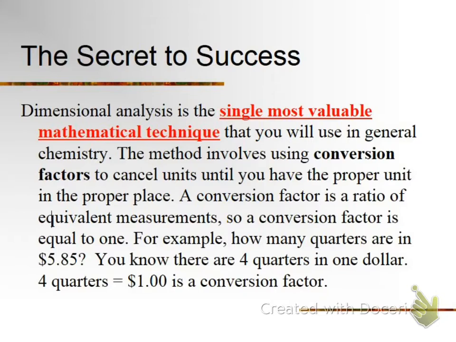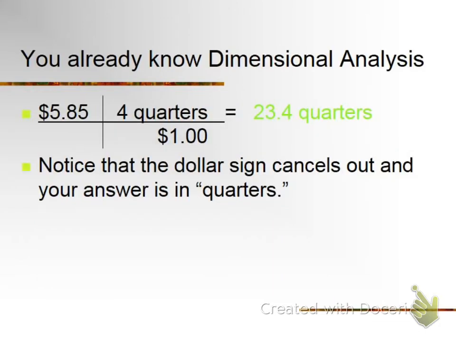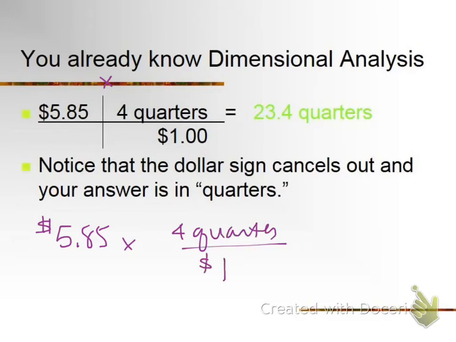Okay. So we're going to start out with something easy. You know how many quarters are in a dollar? We want to know how many quarters would $5.85 be. Okay? So we're going to set it up like this. Okay? Whenever we set it up like this, this is essentially saying times. Okay? It's no different than if I had written 5.85 times 4 quarters in $1. Okay? It's the same thing. We're multiplying fractions here, okay?